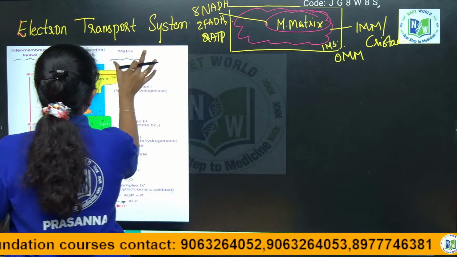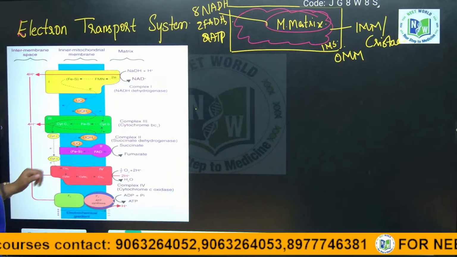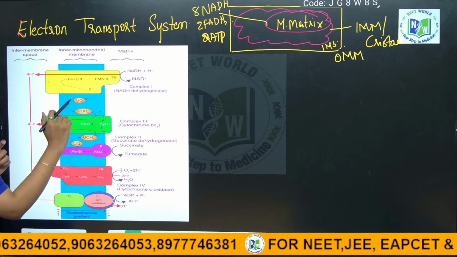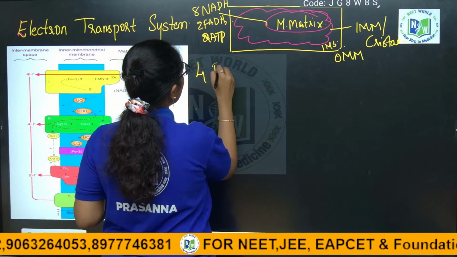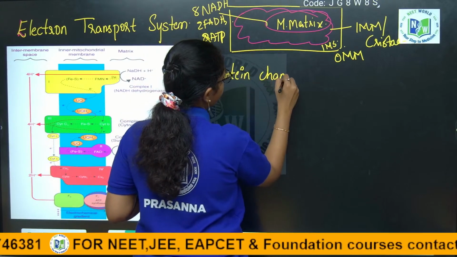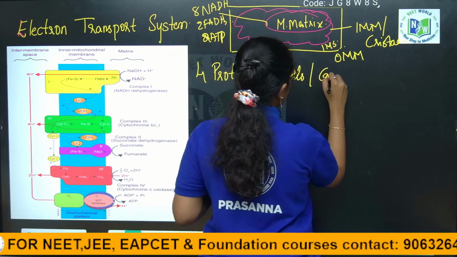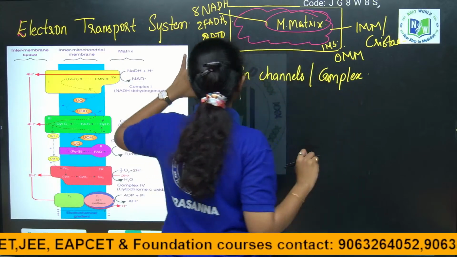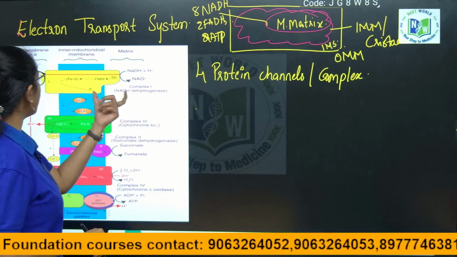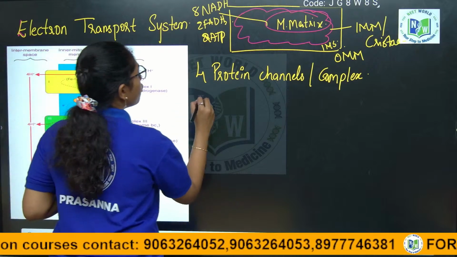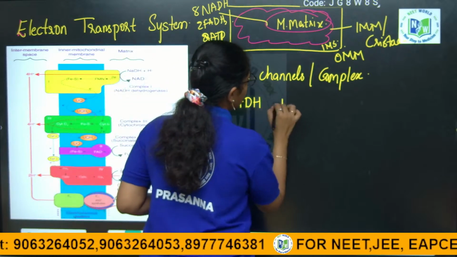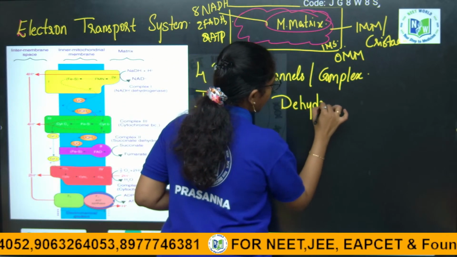Here in the mitochondrial matrix, whichever energy rich complexes are present, they form channels. You know how many complexes? 4 protein channels, or complexes we say. These 4 protein channels or complexes operate from the mitochondrial matrix to the intermembrane space. Complex 1 is called NADH dehydrogenase.